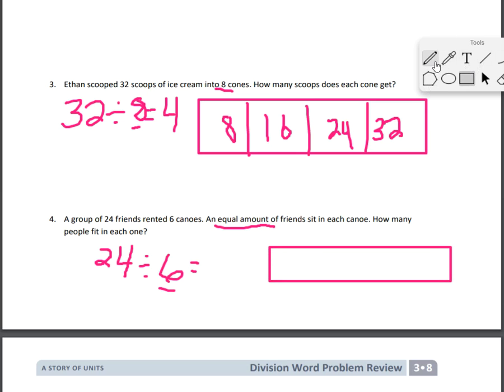Count by 6. You would go 6, then you go 12, 18, and then you'd be at 24. 1, 2, 3, 4 groups of 6 to get to 24. Just because you see a number in common between the problems doesn't mean that you can use the data again. Sometimes it's completely different, as it was in this case.